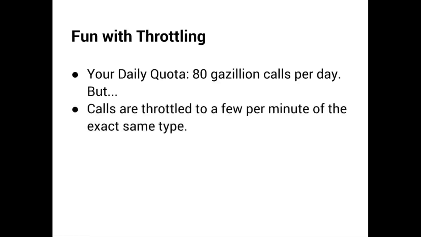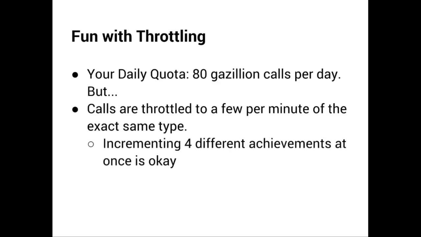However, you'll get, hey, look, you've got 80 gazillion calls you can make a day, and developers like, great, I'm going to make calls all the time. However, we do throttle similar calls to a few per minute. So calls of the exact same type will get throttled. What does this mean? Well, if you're incrementing 4 different achievements at once, that's actually okay.